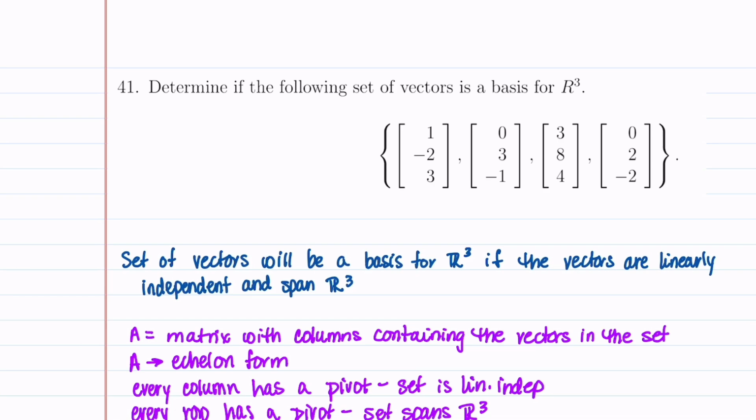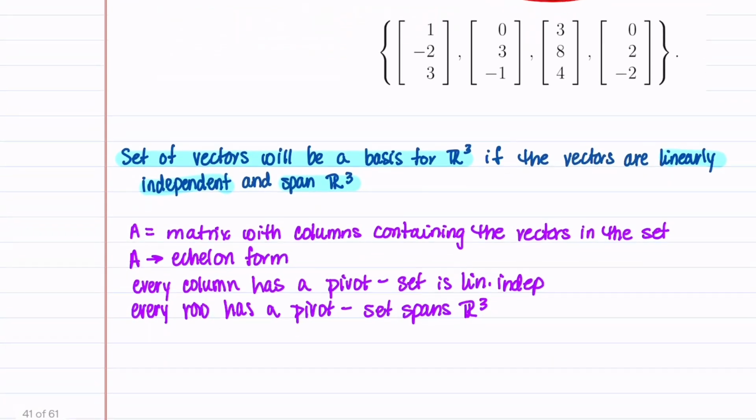In this problem, we're going to determine if the following set of vectors is a basis for R3. Before we begin, I want to explain what it means for a set of vectors to be a basis for R3. A set of vectors is going to be a basis for R3 if the vectors are linearly independent and the vectors span R3. So there's actually two things that we're going to have to check.